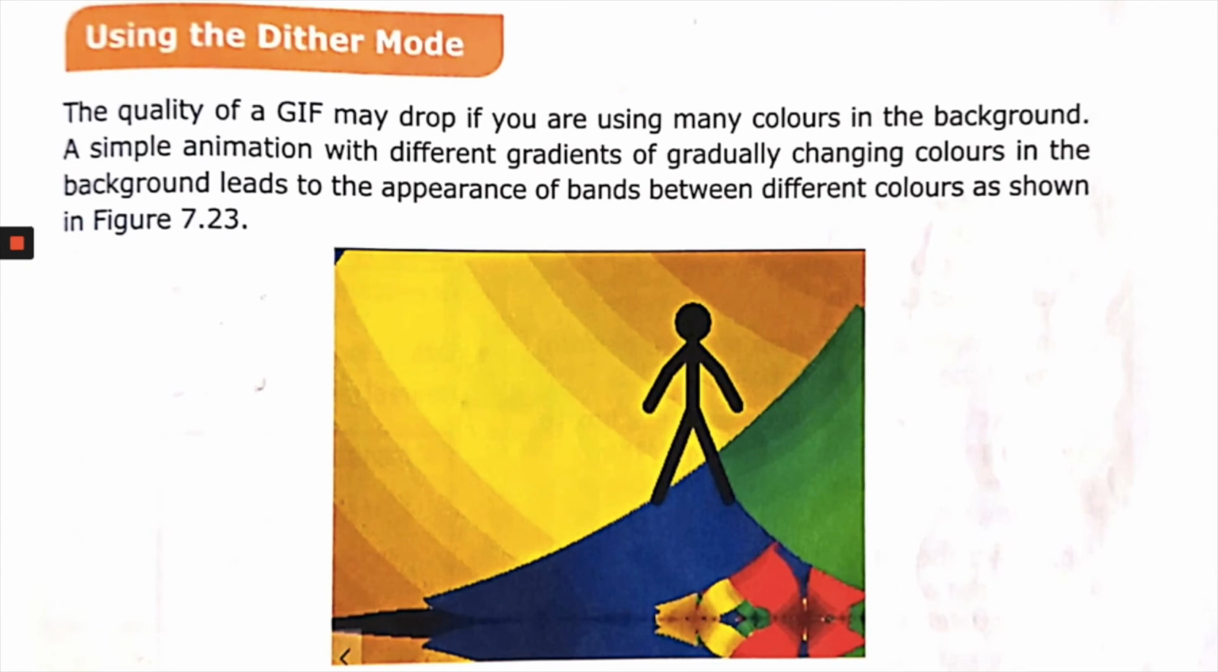Using the Dither mode. The quality of a GIF may drop if you are not using many colors in the background. A simple animation with different gradients of gradually changing colors in the background leads to the appearance of bands between different colors. When you are making a GIF, it reduces the size of the file very much. When you reduce the file size, the problem is if you have a lot of colors in your background, lines will appear as shown in figure 7.23. These lines are called color bands.